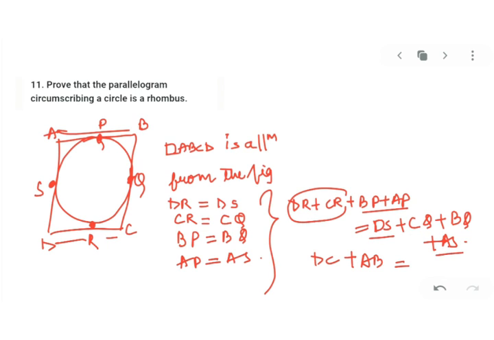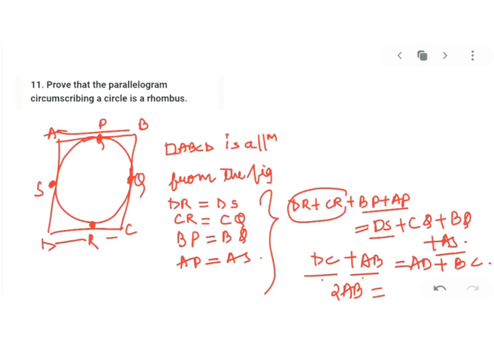DS plus AS I will take, that will be AD, and the remaining CQ I will take with BQ, so I will get BC. So I got DC plus AB is equal to AD plus BC. Now my dear kids, I know very well DC is equal to AB. So instead of DC I can write AB. So AB plus AB will be 2AB.